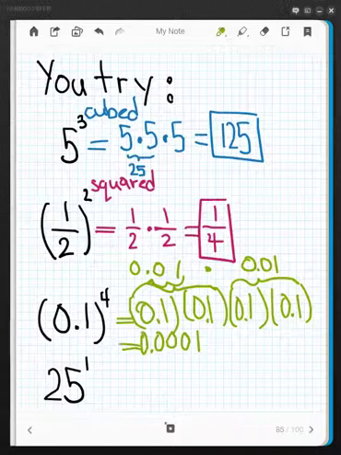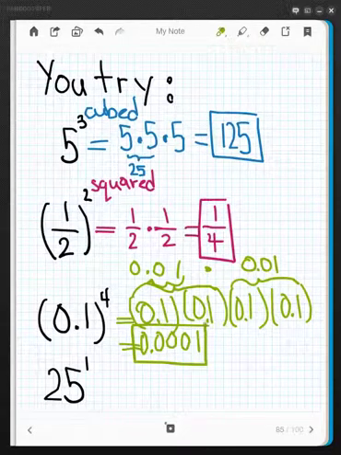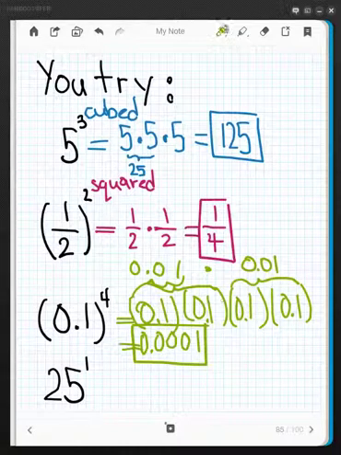I like to put a 0 before my decimal, but that's unnecessary. And there's our answer. Now remember, tenths, hundredths, thousandths, ten-thousandths, so this is 1/10,000ths.